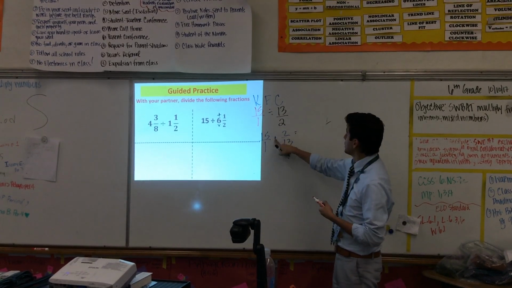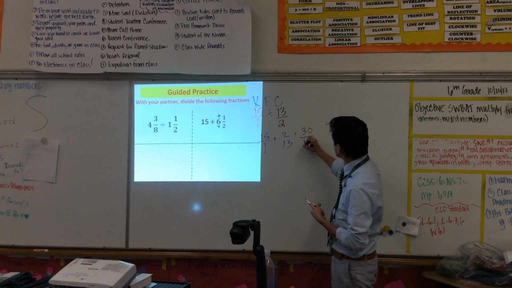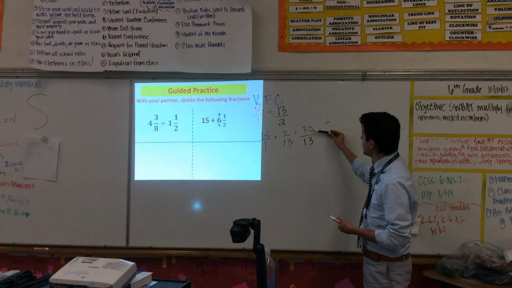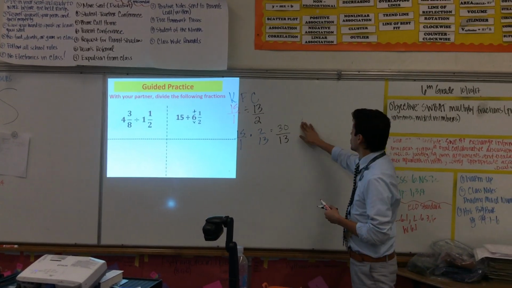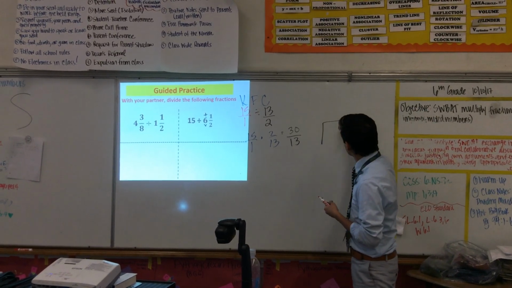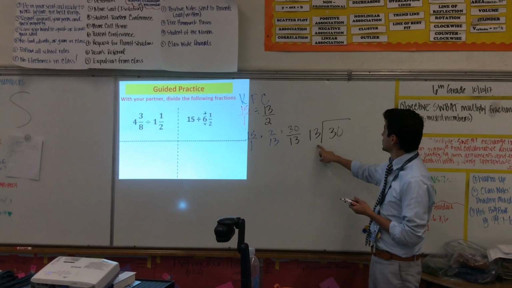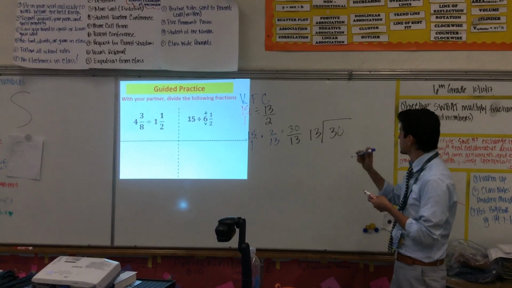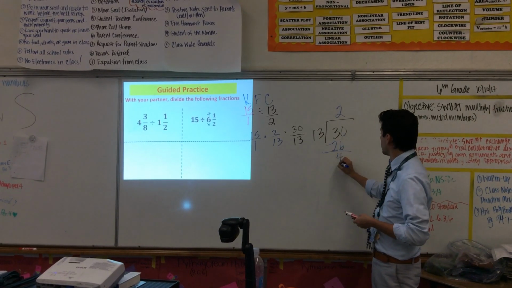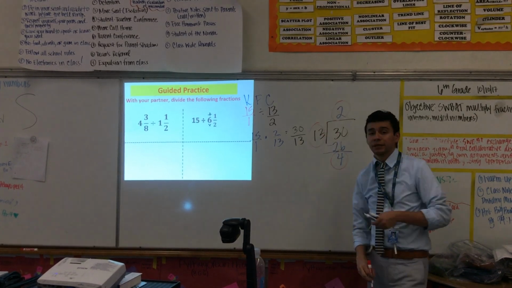Numerator times numerator, 15 times 2 is 30. 1 times 13, denominator times denominator, is 13. So now, that's an improper fraction because the numerator is bigger than the denominator. So what you need to do now is turn that into a mixed number. The numerator goes in, denominator goes out. So 13 goes into 30, I believe, 2 times. 2 times 13 is 26. That's 4.